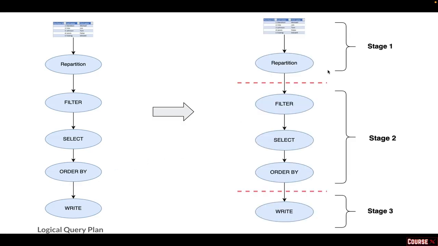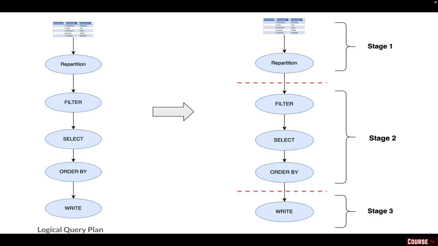All the code up to this repartition will be a stage. Let's call it stage 1. All the code till this order by will be another stage. Let's call it stage 2. And the rest of the code will be stage 3. So because we have repartition and order by as wide dependency transformations, Spark will break the job into different stages.